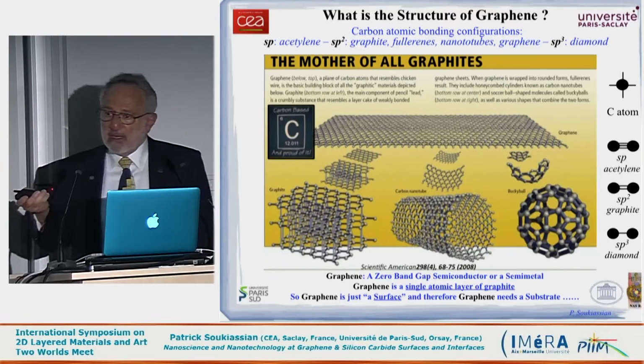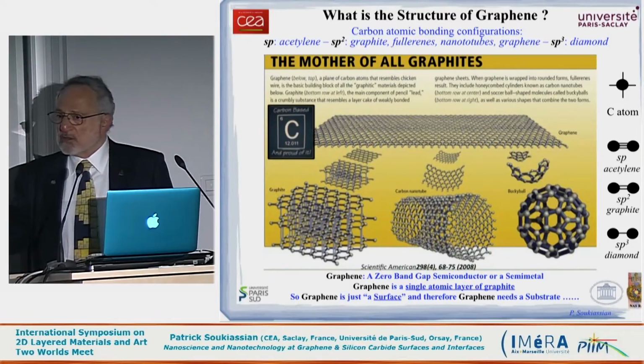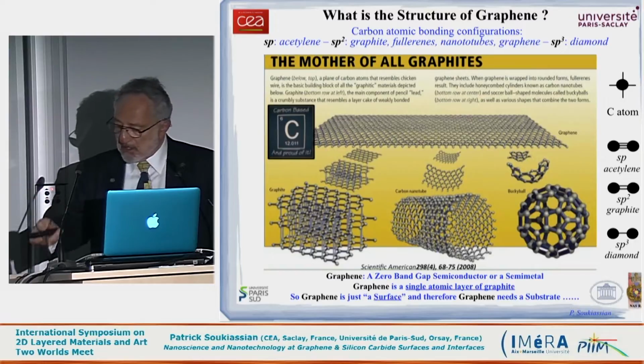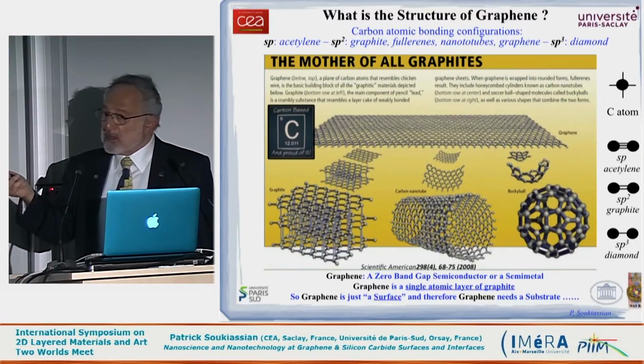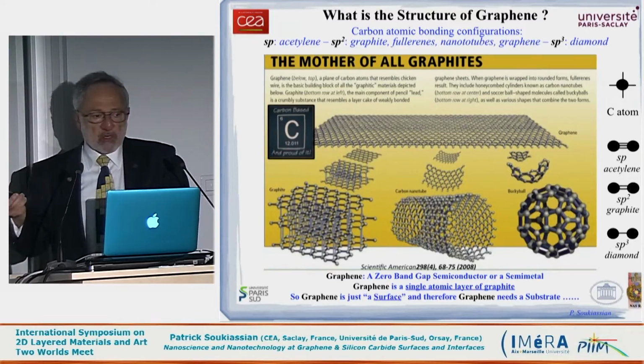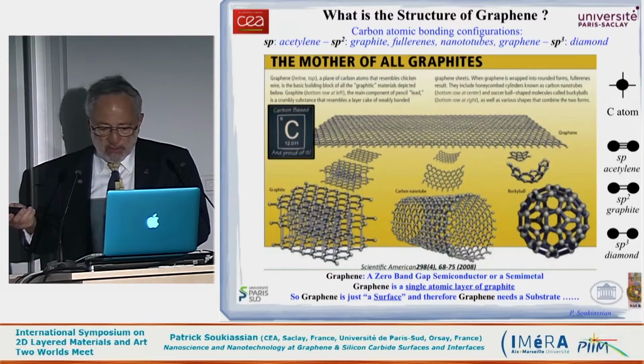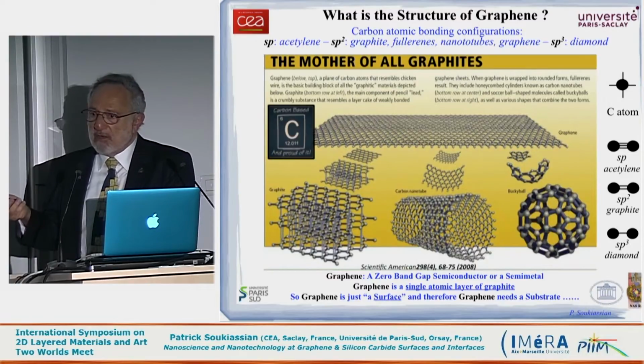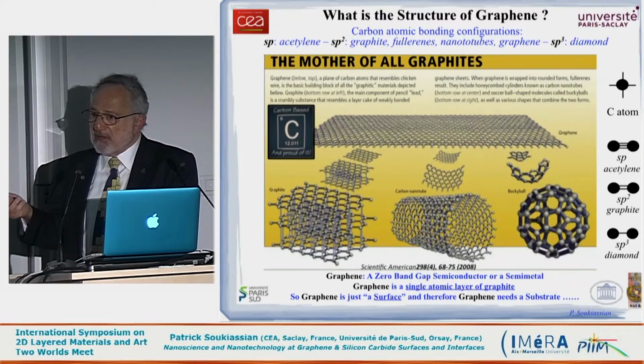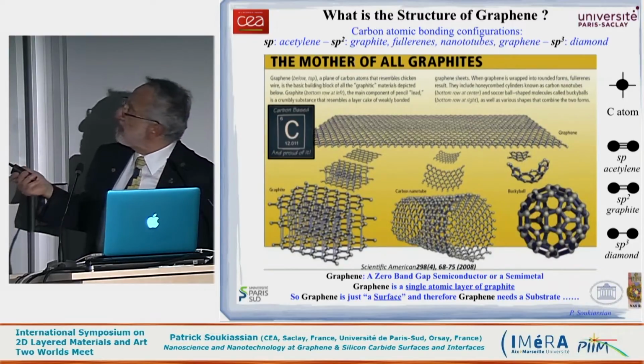That's mandatory. And for instance, making a function very well known in electronics, making an ohmic contact, starts to be a big problem there, because if you make an ohmic contact, you're obliged to destroy the structure of graphene, and you're in trouble.